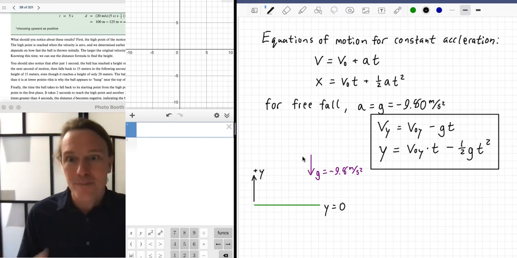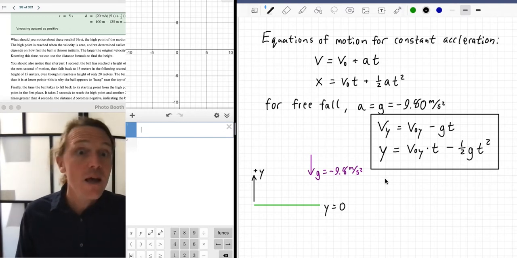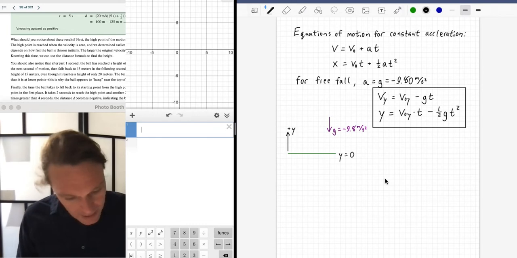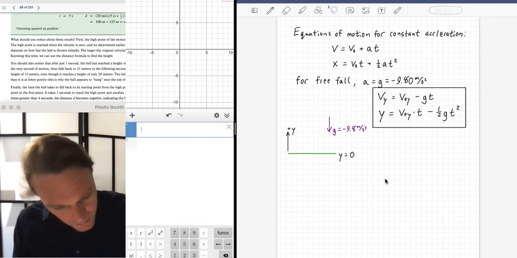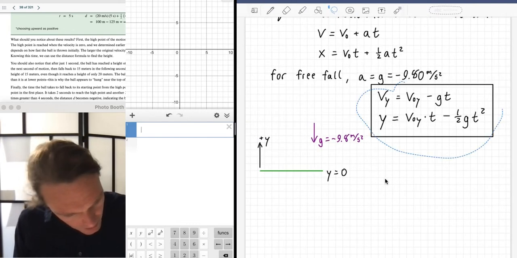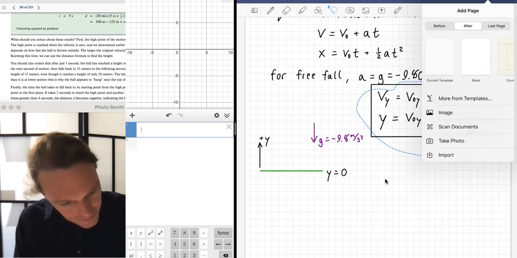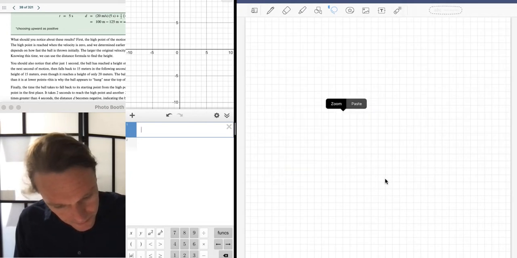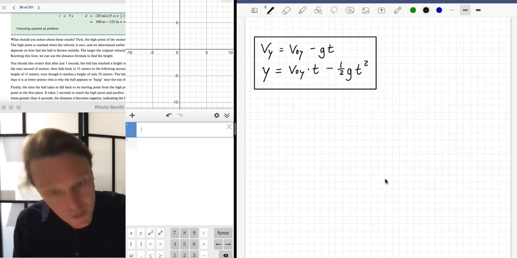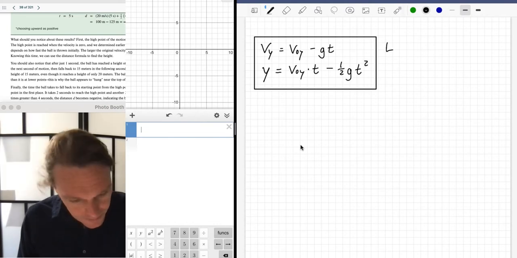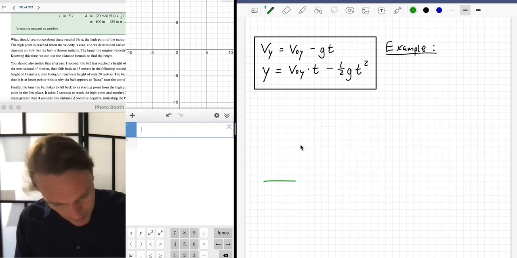Tossed upward. Okay, so where do we want to put this? We're definitely going to want the equations in our box. I'm going to make a fresh page for us all. So let's go ahead and call this example. And I will include a picture.